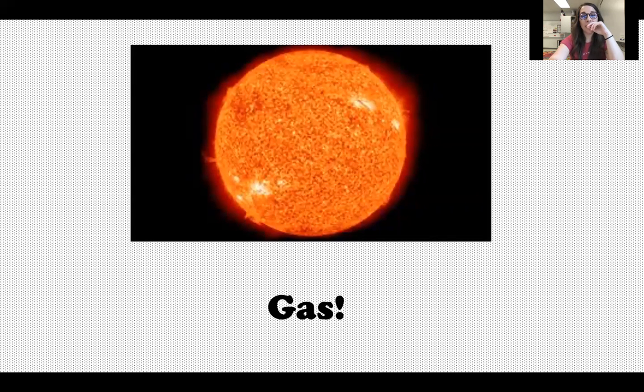If you said gas, you are exactly right. A lot of people think the sun is solid, like the earth and the moon are solid, but the sun is actually a giant ball of gases that are swirling around each other. Many, many different types of gases.